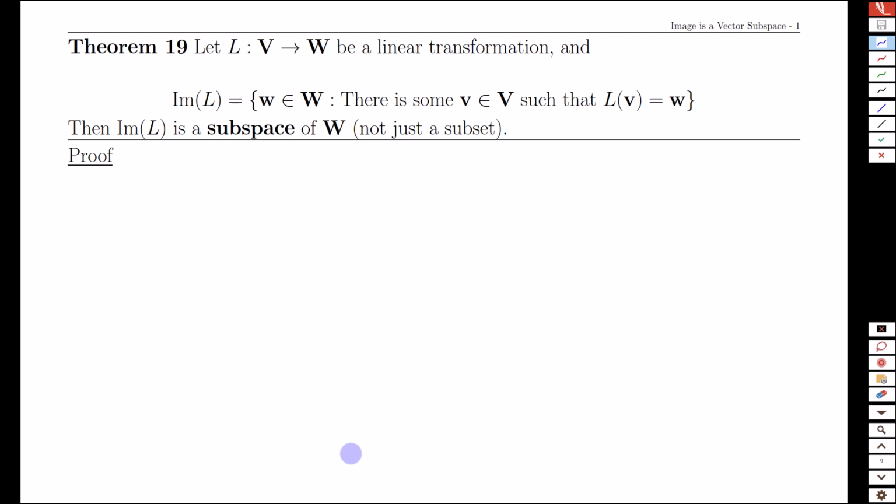In this video, we're going to look at the image again. The image of a transform is the set of all output values. So members of the output set where there exists some input. For some input value, I can reach that output value. What we're going to claim in this theorem is that the image of L is a subspace of W, not just some random set, but more specifically a set that's closed under addition, closed under multiplication by scalars, and contains a zero vector.